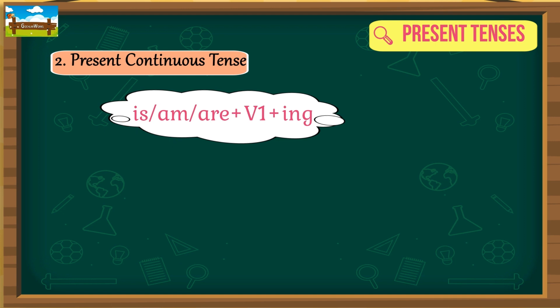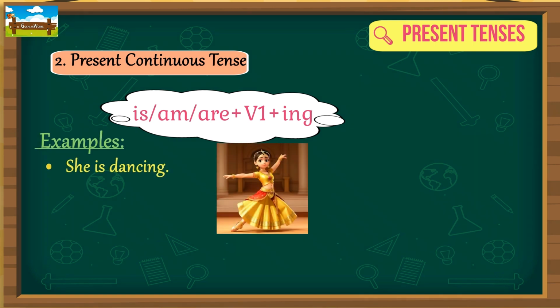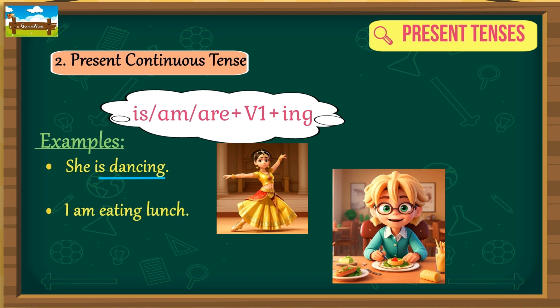Here are two simple examples. She is dancing. Right at this moment, she is actively dancing. I am eating lunch. Currently, I am in the process of eating my lunch. In both examples, the action is ongoing, and it's happening at the exact moment we are talking about. That's what the present continuous tense helps us express.